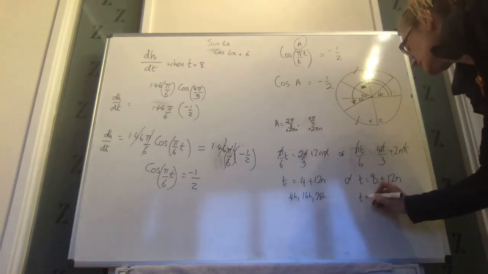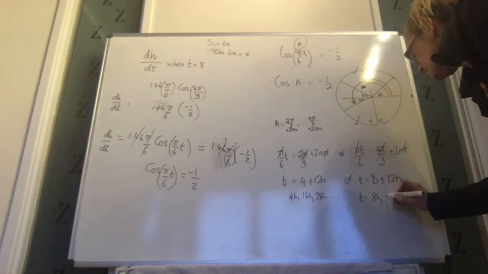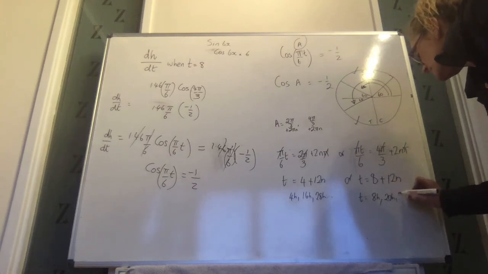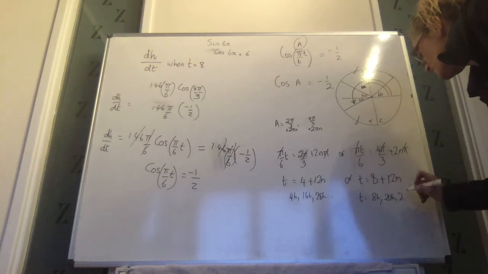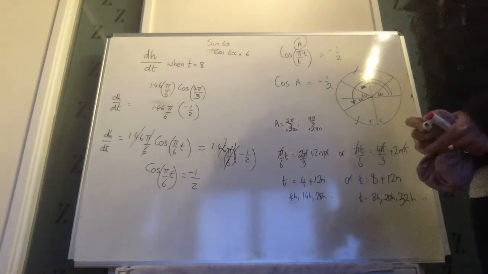Or t can be 8, which we already had. It can be 8 plus 12, which is 20 hours. It can be 24 plus 8, which is 32 hours, and so on. Okay? Hope that helps.